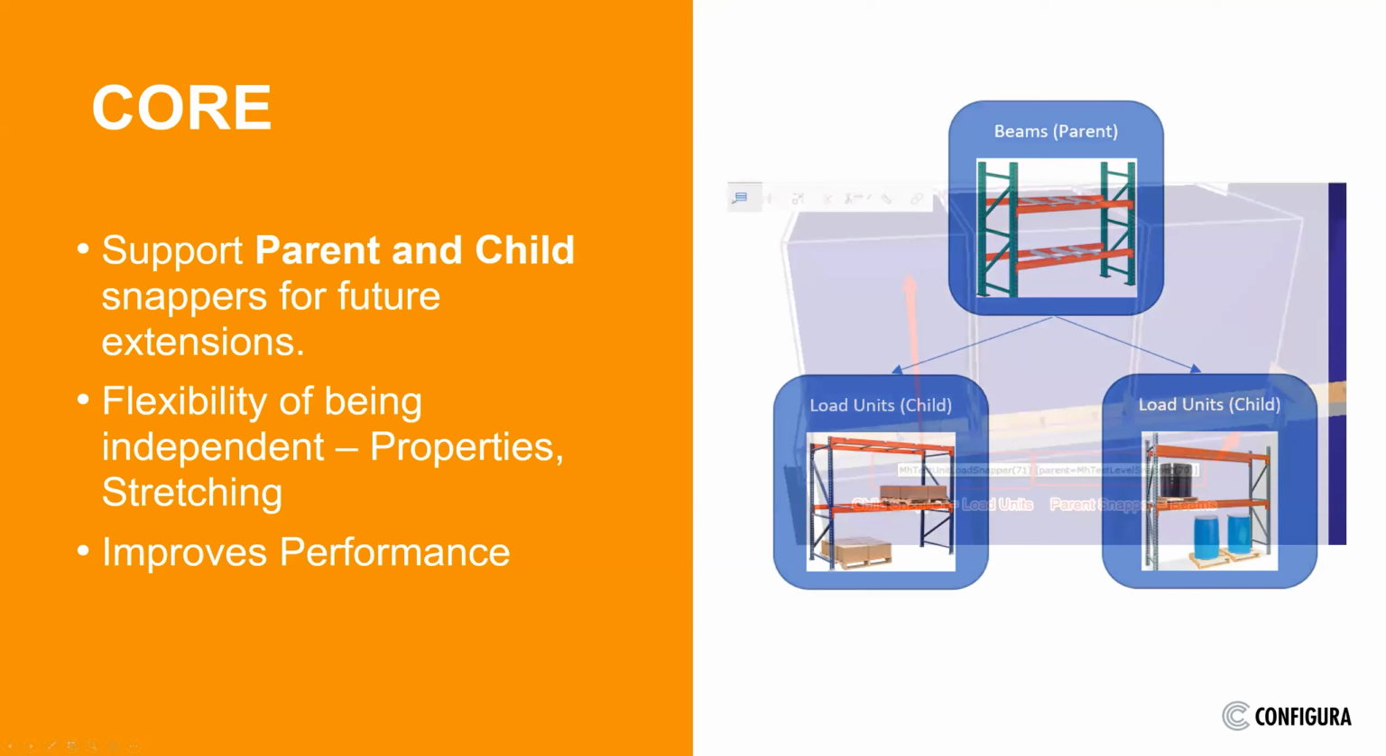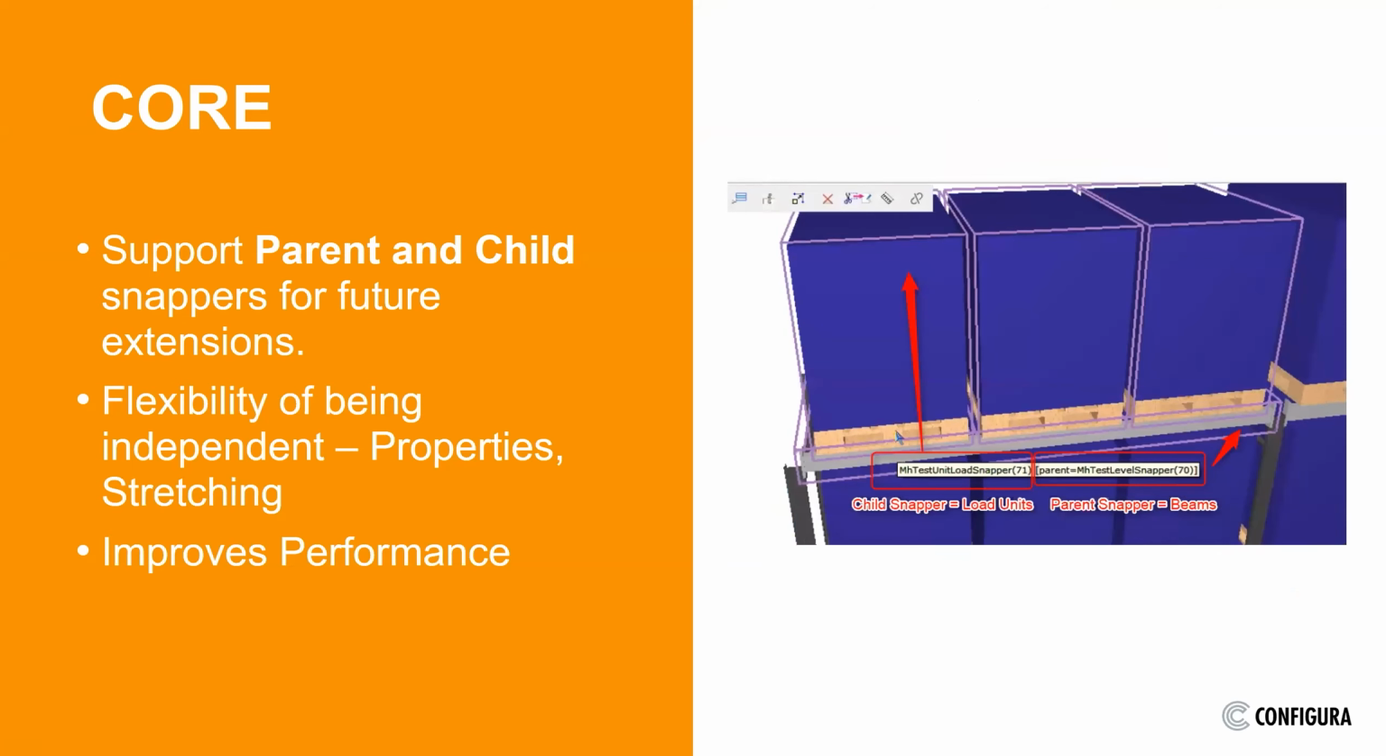Now, this is another example that I have, all right? This is actually from an ongoing material handling project in CET that utilizes this concept. You can see how the purple units are the load units. When you hover over, you can see this tooltip, which shows you what it means. The parent is referring to the beams. MH top level snapper is considered the parent snapper, right? And this is the child snapper. It's for the load units.